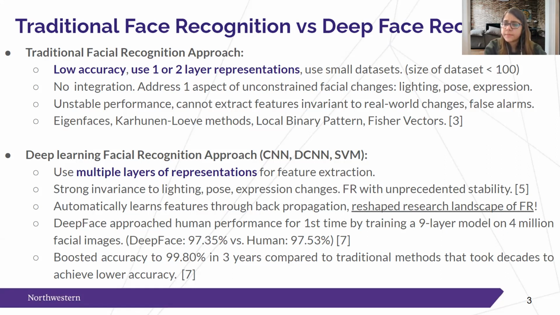And this has really reshaped the research landscape of facial recognition, because DeepFace, which is a deep learning technique, actually achieved human performance for the first time by training a 9-layer model on 4 million facial images. So it achieved 97% accuracy. And actually, deep learning techniques have boosted the accuracy of face recognition by 99% in 3 years.